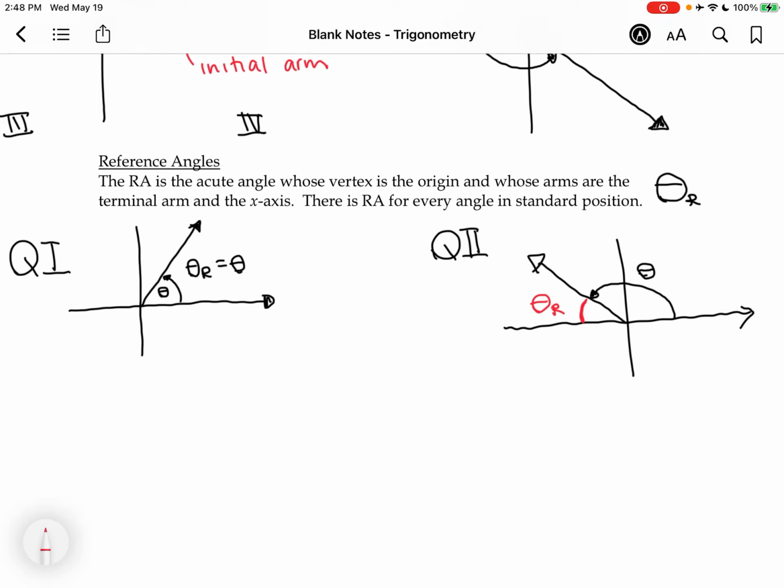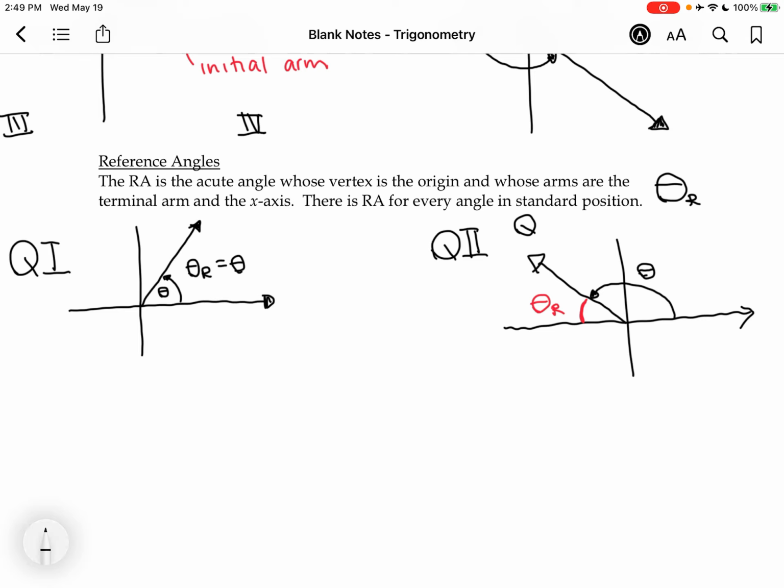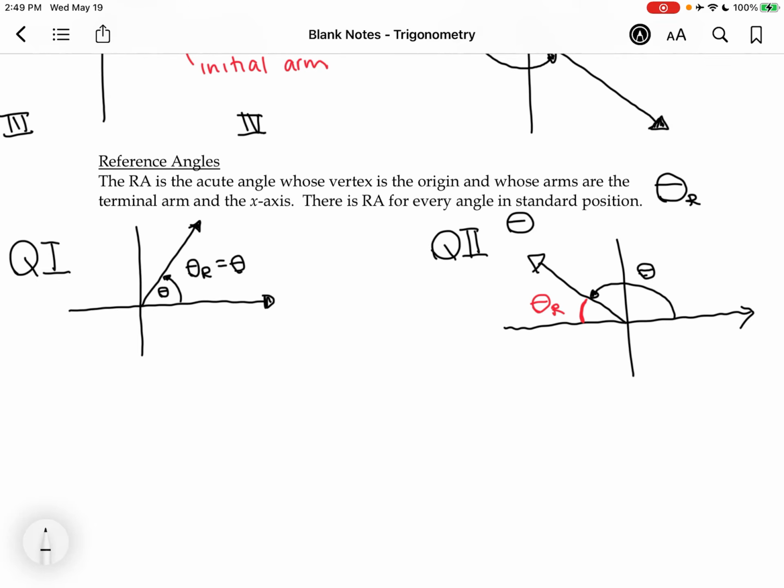Now, how do we get that? Well, theta plus theta R in quadrant 2 have to add up to 180 degrees because they make a straight line. So theta R in quadrant 2 will be 180 degrees minus theta, because the two of them have to add up to 180 degrees.